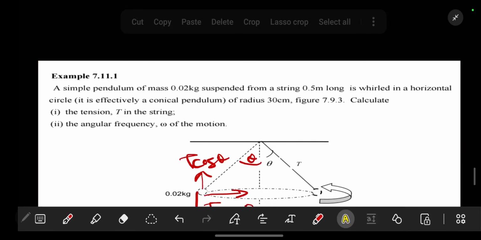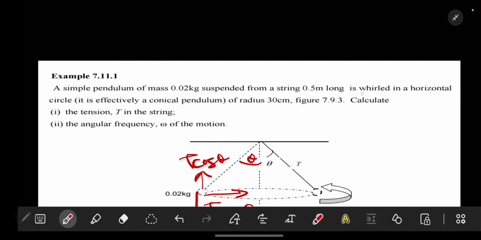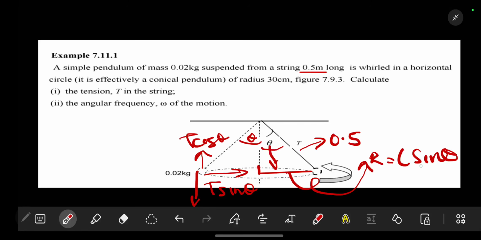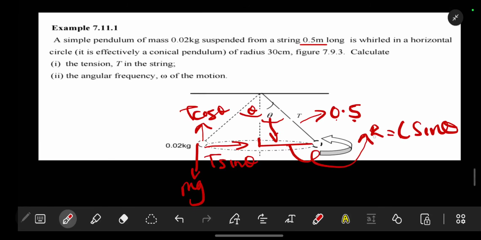So what have they given us? They have given us the distance, and we are told that it's 0.5. Now remember, the radius from here up to here is equal to L sine of theta. Remember, theta is here, so the opposite will be sine. So this L is 0.5, so you can find the radius.